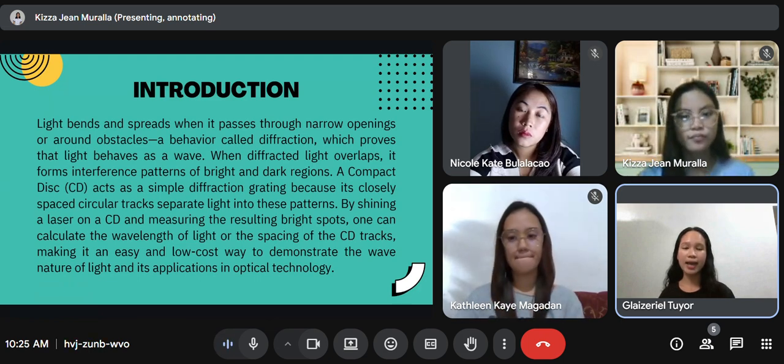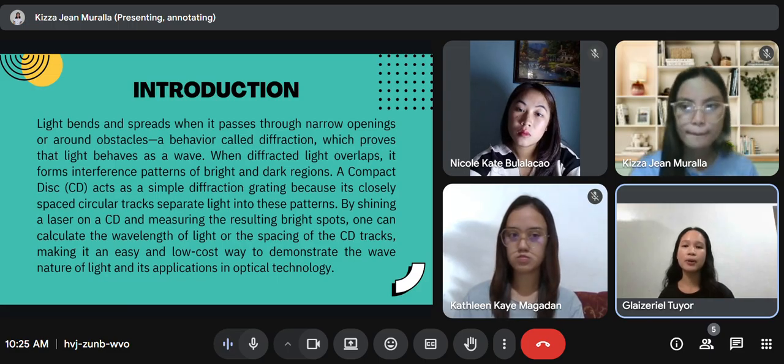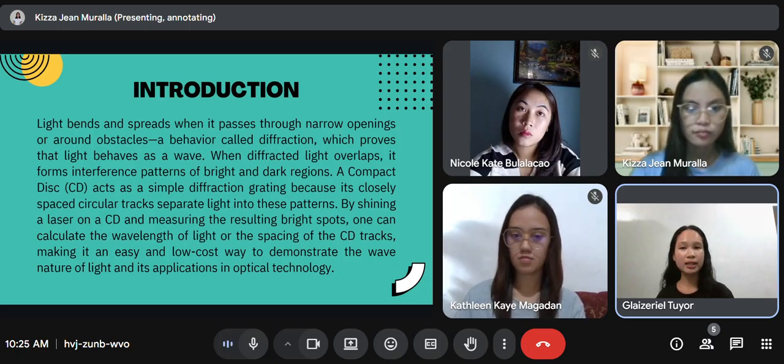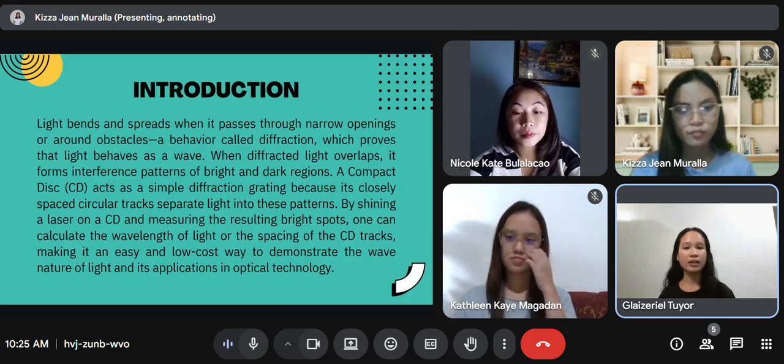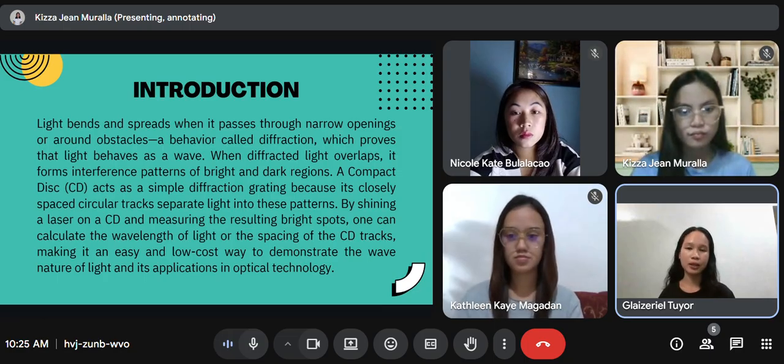A CD naturally acts as a diffraction grating because it has thousands of tiny, evenly spaced circular tracks that separate light into these patterns. By shining a laser on the CD and observing the bright spots that appear on a screen, we can calculate the wavelength of the light or even the spacing between the CD tracks. This setup is simple, low cost, and visually shows the wave nature of light, the same concept used in optical technologies like data storage and spectroscopy.